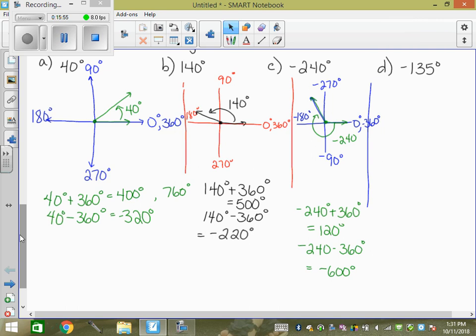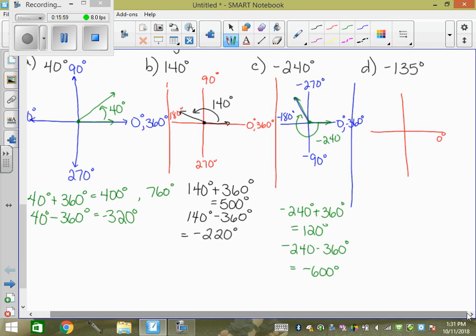And then negative 135. So negative 135 would fall here. And then you can go negative 135 plus 360.